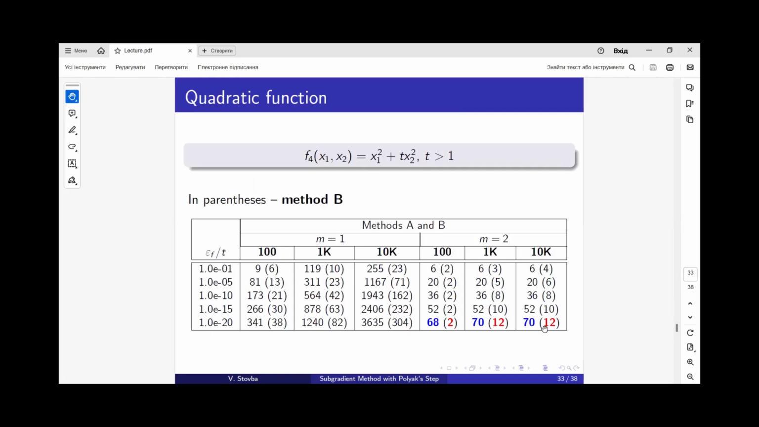Here you can compare 12 with m equals 2 and method B, compared to 70, which is for the same function when we have method A with m equals 2. Comparing with this number, for example, we have 341 iterations, or for 10K, we have 3,635 compared with 12. So the increase in the number of iterations is pretty big.